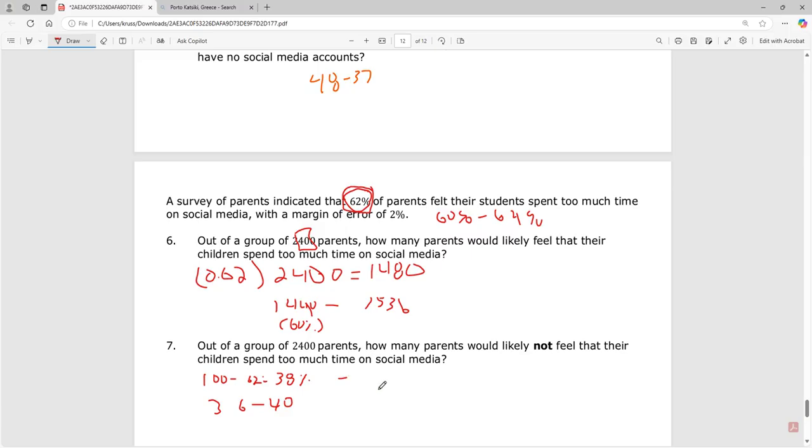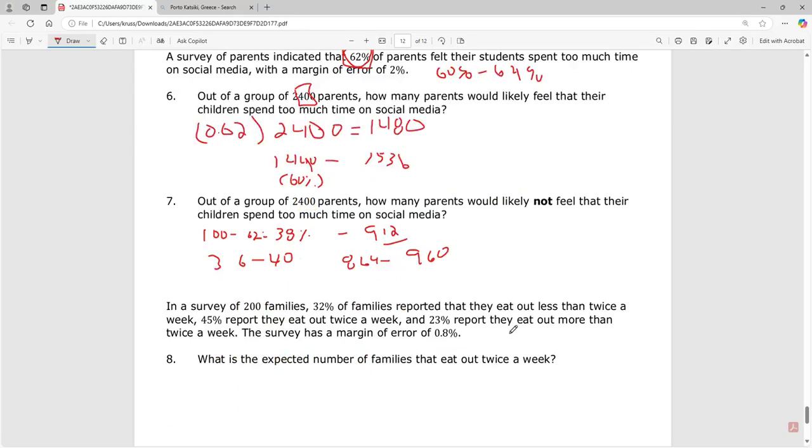Okay, so that 38% is 0.38 times 2,400. Smack dab in the middle of our data range is 912. Then 0.36 times 2,400: the low end is going to be 864, all the way to 40% of 2,400. 0.4 of 2,400 is 960. Okay, so that is the range of the kids, and 912 is right in the middle of the range.